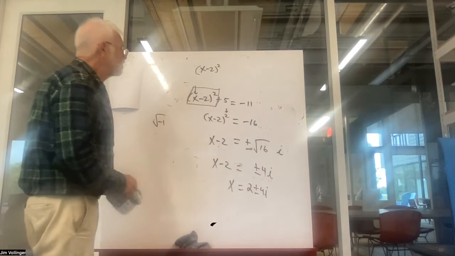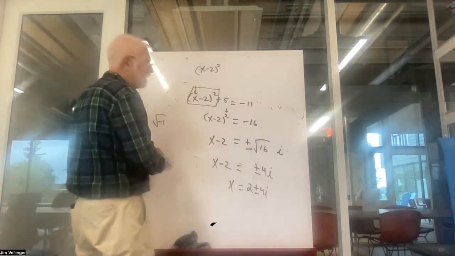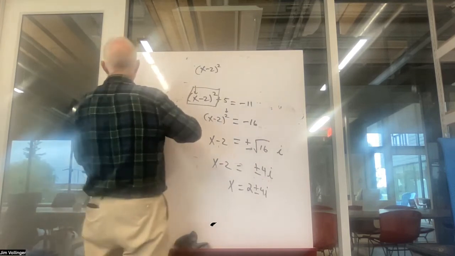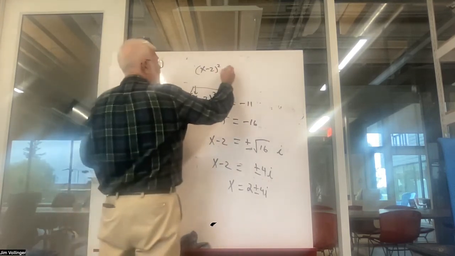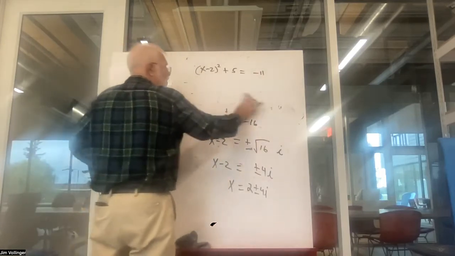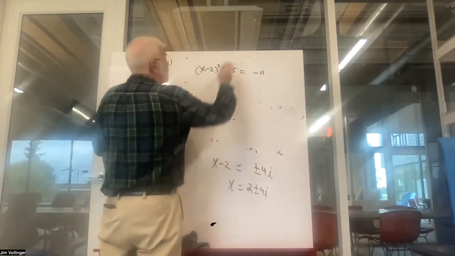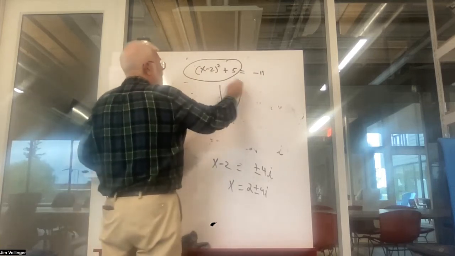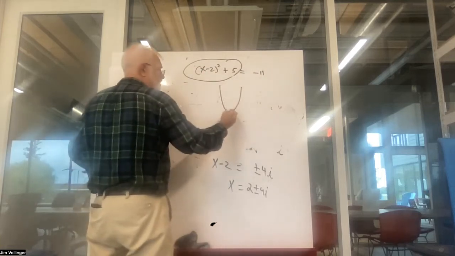So let's go back to the original. Just briefly, did I copy it right? Yes. So (x minus 2) squared plus 5 equals -11. And I just want to make one quick point. That's the graphing form for a quadratic. It's a cup shape up. 2, 5 is the vertex.